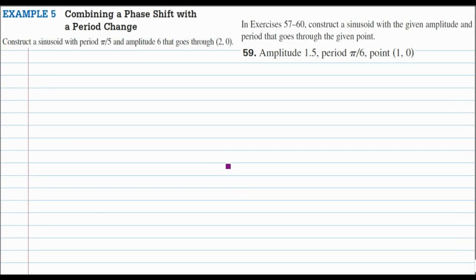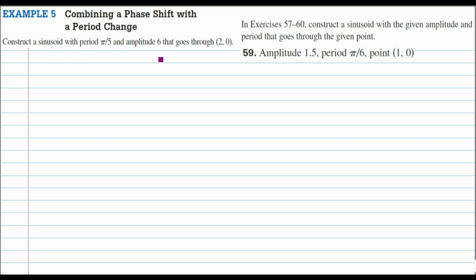This is the screencast for section 4.4, example 5. We're going to combine a phase shift, which is a horizontal shift left to right, with a period change, so a horizontal stretch or shrink. There might also be an amplitude change, which would be a vertical stretch or shrink as well. So we're going to construct a sinusoid with period pi over 5 and amplitude 6 that goes through the point 2, 0. Well, I'm going to start with the easiest and work my way up from there.